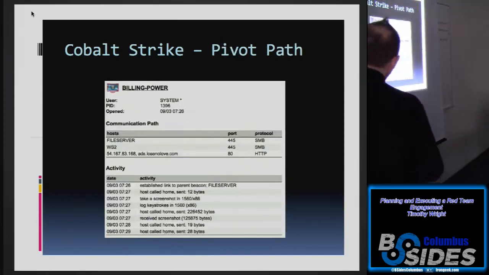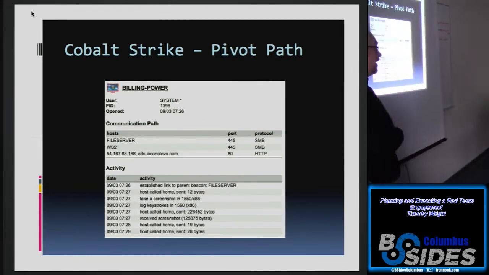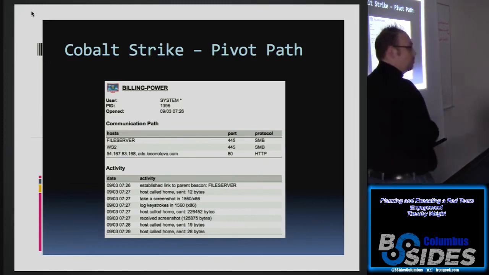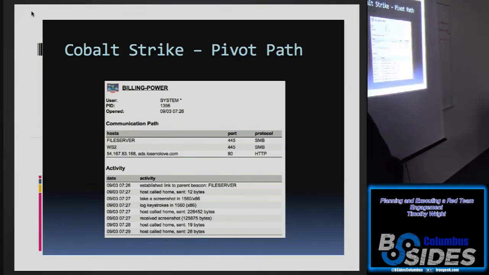And then pivot path is really cool because they can actually see how many different connections and hops we had to take as a red team to get into that server structure. So for the example here, we had a host that's a file server. We exploited and communicated over SMB back to this workstation, again over SMB, and then pulled it out to the C2, or over C2 over port 80, right? So 3 different pivots to get out to the public internet.